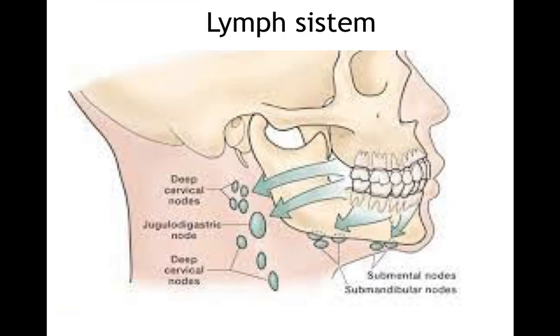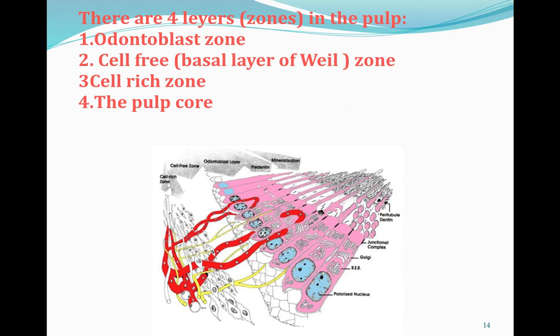The lymph system is the same as the arterial or venous system, and it drains to the neck nodes of the lymphatic system. About layers, there are 4 layers inside of the pulp. First, the odontoblast zone or odontoblast layer. Second, the cell-free zone. Third, the cell-rich zone, and last one, the pulp core.